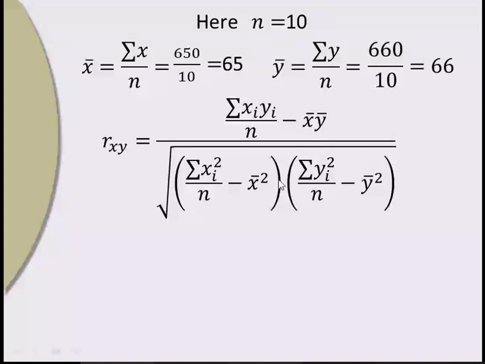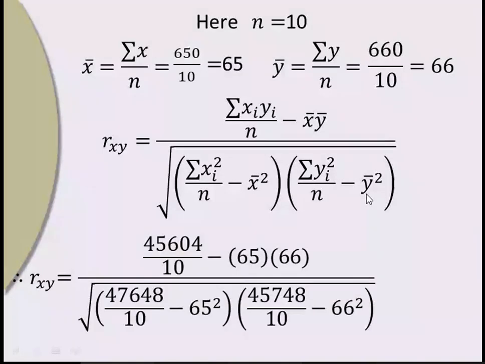N is 10, summation, sorry, it is x bar square, that is 65 squared. Summation y_i square, take it from the table. N is 10 and y bar is 66. Take its square. Simple substitution is there. Then simplify it. Take the product. Don't forget to take the square root of it.